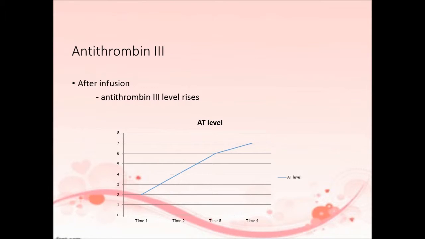Next, acquired antithrombin 3 deficiency is due to decreased production or increased consumption of antithrombin 3. In either case, treatment of the underlying disease and replacement of antithrombin 3 using antithrombin 3 concentrates is the most common approach used. Antithrombin 3 is expected to rise in level after it is infused into the patient to compensate for its low level.